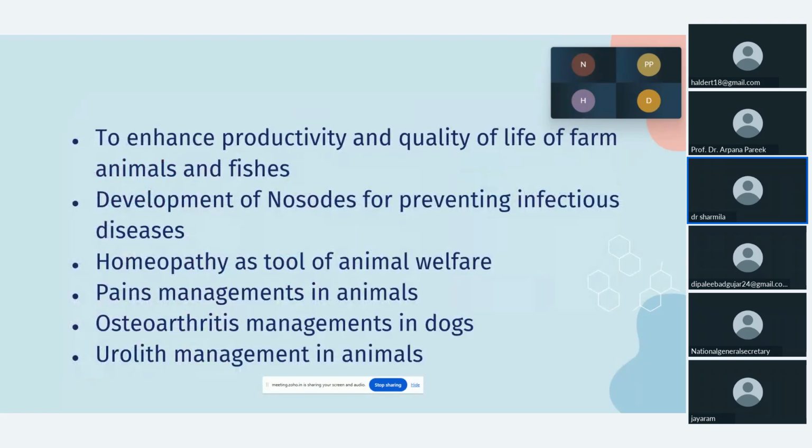So to enhance the productivity and quality of life of farm animals, and not only farm animals but also of fishes. Development of nosodes for preventing infectious disease. So we are preparing certain nosodes from the animals, and from the fishes, the aquatic animals. In such conditions also, homeopathy has a great scope. Homeopathy as a tool for animal welfare, pain management in animals, for dressings, for osteoarthritis. We have uroliths, for uroliths management in animals. We have a scope of homeopathy.